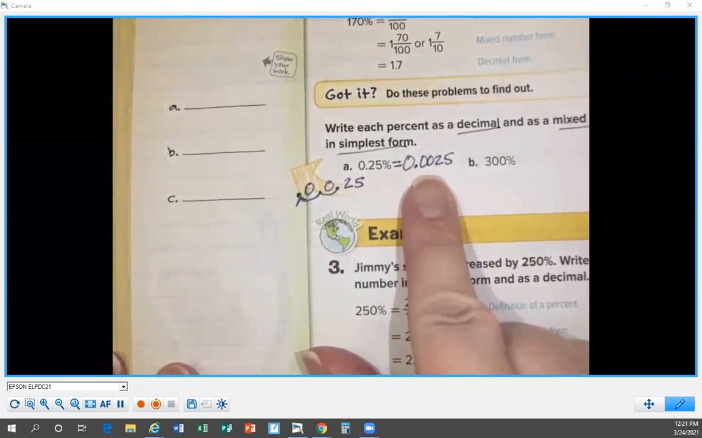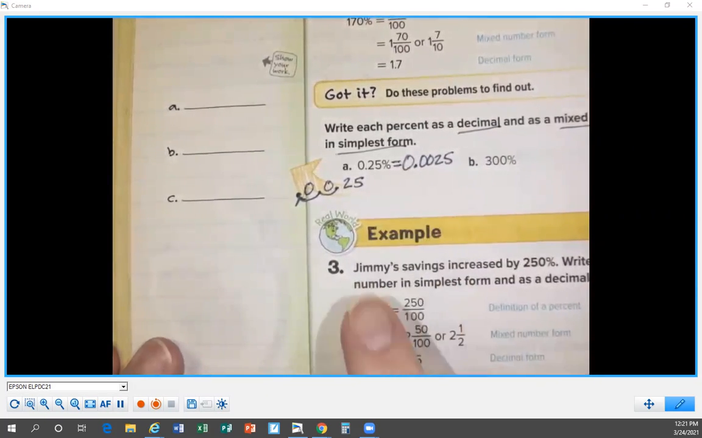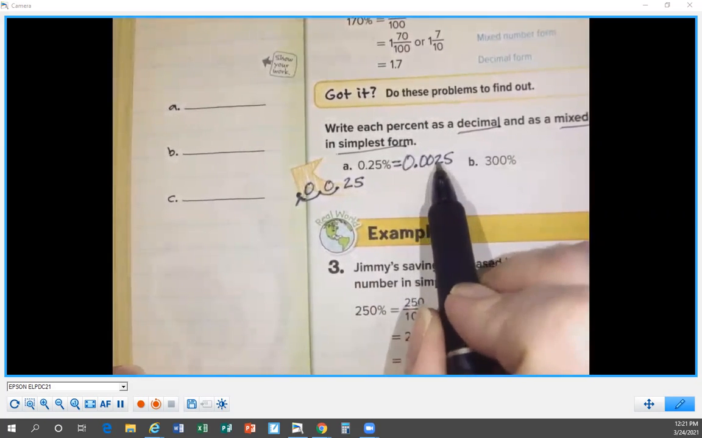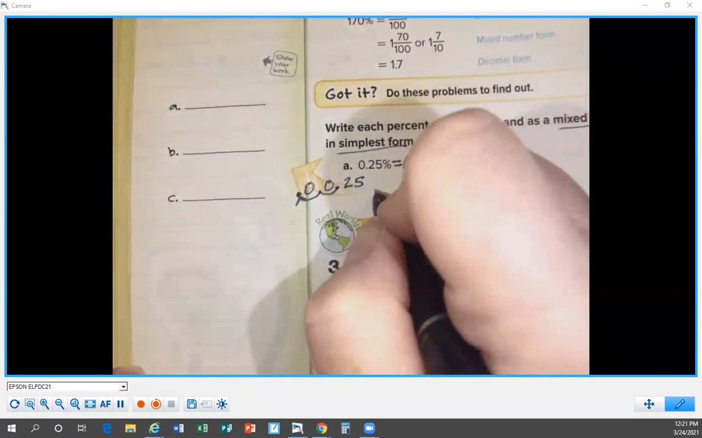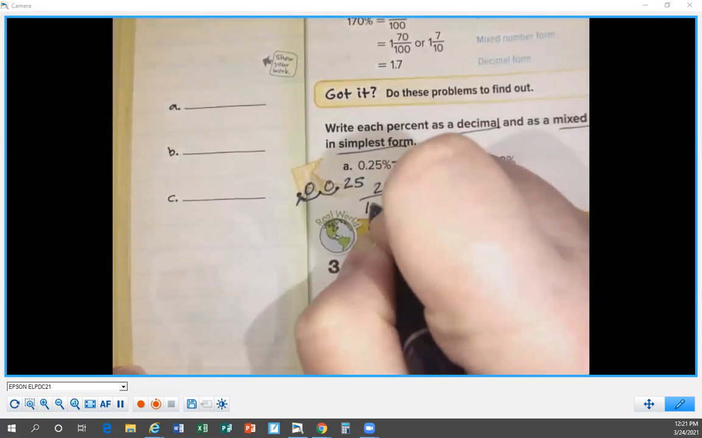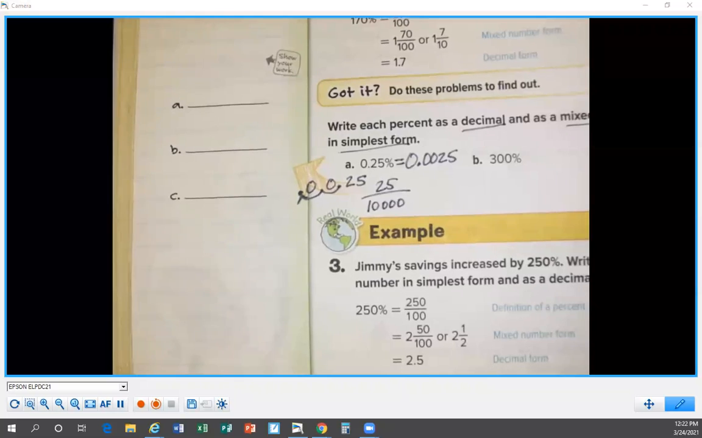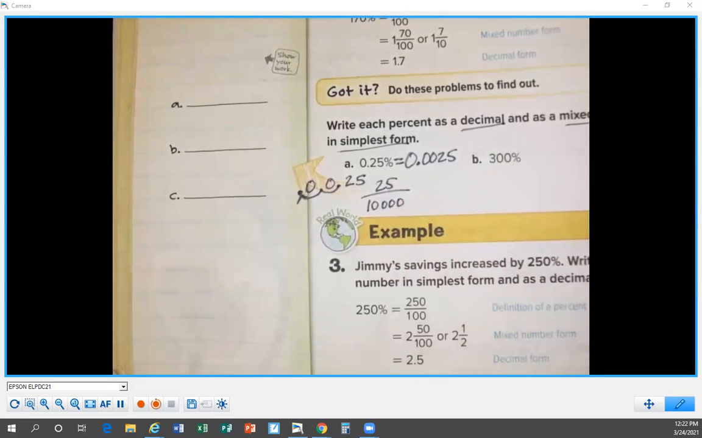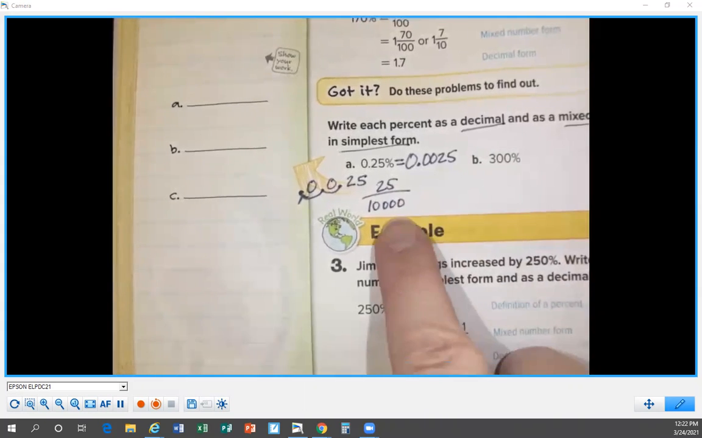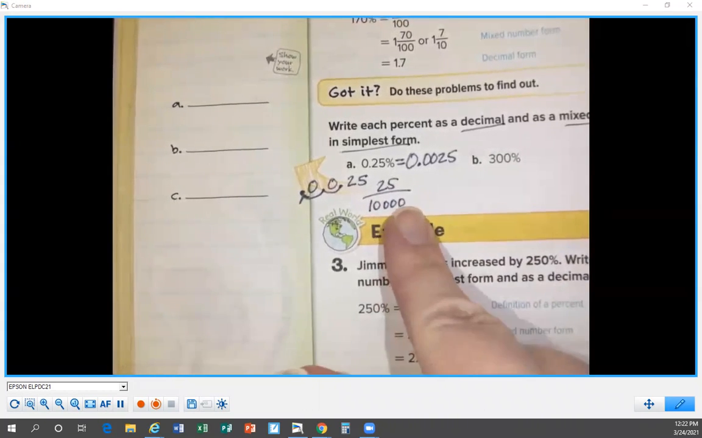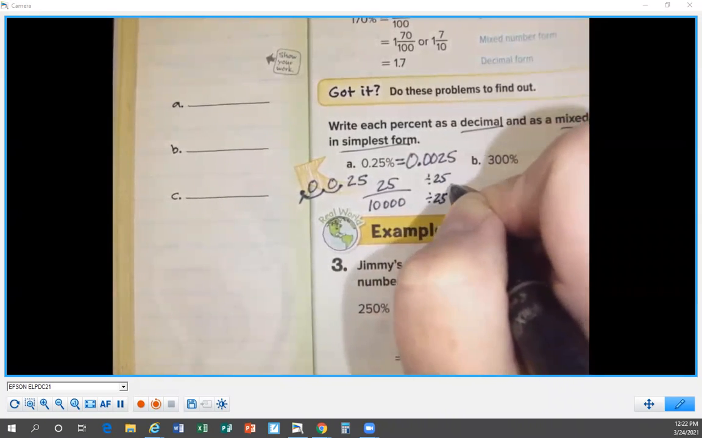In order to write it as a fraction, it's really helpful if I read the decimal correctly. This is the 10th, 100th, 1000th, 10,000th place. So this would be 25 10,000ths. I know that 25 goes into 100, so any number that ends in 00 is always divisible by 25. I'm going to take both the numerator and the denominator and divide by 25.